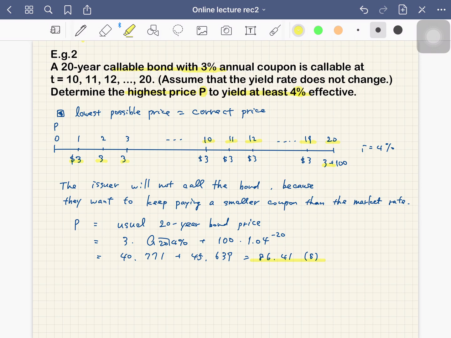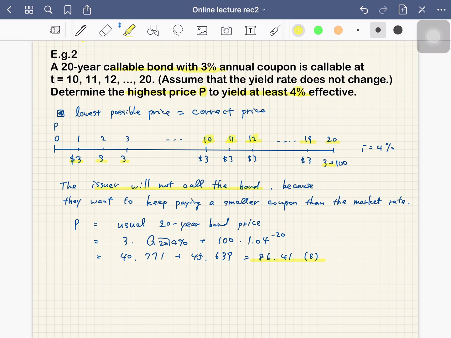Since we know that the issuer will not call the bond, we only have to calculate the case that the issuer will not call the bond. So we can ignore the possibility that they call at 10 or 11 or 20.